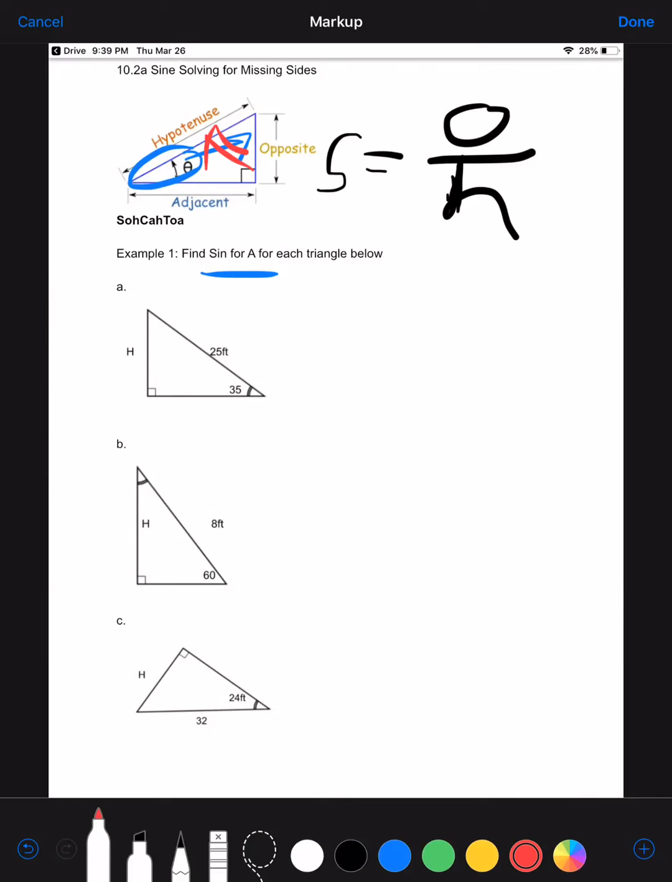So we're going to find whatever angle they're giving us. In this case, they're giving us a 35-degree angle. So what we're going to do with that, we're going to do sine, and then we're going to put our 35 degrees right after. Then we're going to set that equal to our opposite, which in this case is H, so we're going to put a capital H over our hypotenuse, which is across from the right angle, and this is 25.